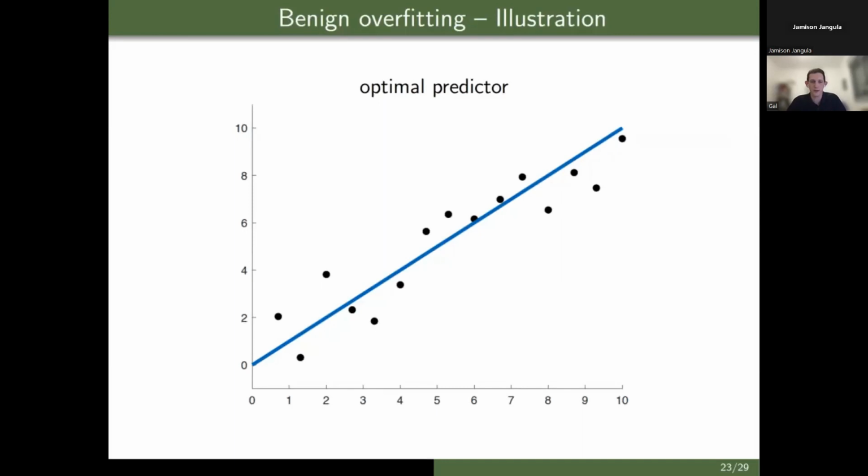Now, in order to illustrate this notion of benign overfitting, let's consider this simple illustration. Suppose that we have data which is labeled roughly according to some linear predictor, but it also has some label noise. In this case, the Bayes optimal predictor is this linear predictor. This is the optimal possible predictor for this setting. Now, if we interpolate the noisy training data with some over-parameterized model, we can imagine two possible situations.